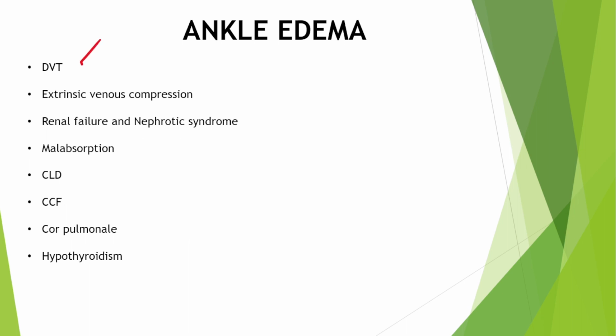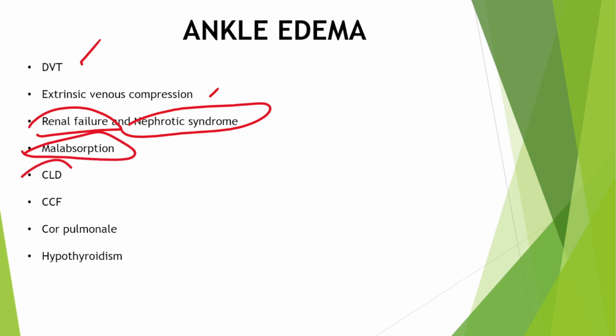Then there are veins which can be compressed by a mass in the abdomen or pelvis, so extrinsic venous compression. Then there are kidneys. Kidney failure can lead to bilateral edema. Nephrotic syndrome can lead to bilateral edema. Gut problem like malabsorption, liver problem like CLD, heart problem, congestive cardiac failure, lung problem leading to cor pulmonale, and in the end hypothyroidism. We will touch upon that.